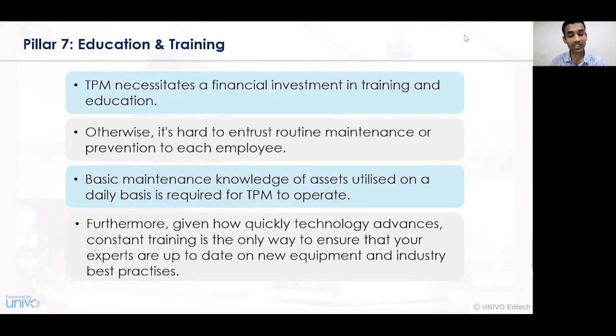Furthermore, given how quickly technology advances, constant training is the only way to ensure that your experts are up to date, and new equipment and industry practices can be implemented in a business organization. Hence, in a manufacturing unit, education and training for all the employees and all the shop floor people is essential and necessary.